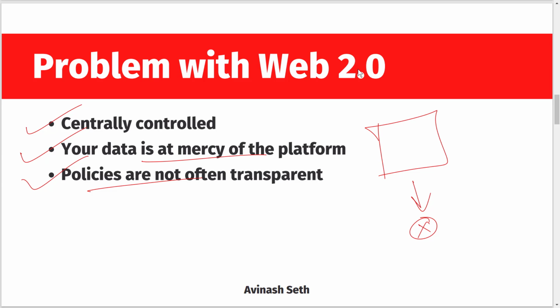Secondly, your data is at the mercy of the platform. Once you are gone from the platform, once you are banned from the platform, whatever stuff you have done is just at the mercy of the platform. Will you be able to get it or not? Again, obviously there are so many companies working around it, but yes, in a nutshell, these are a few problems we have with Web 2.0.